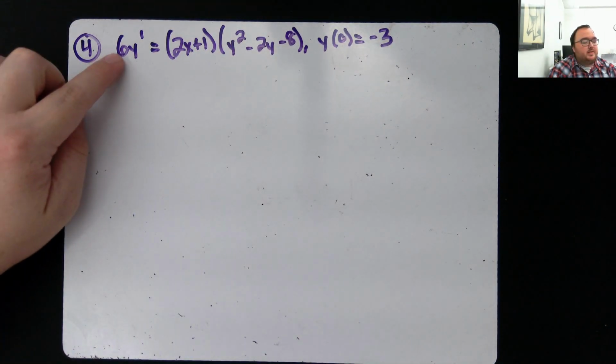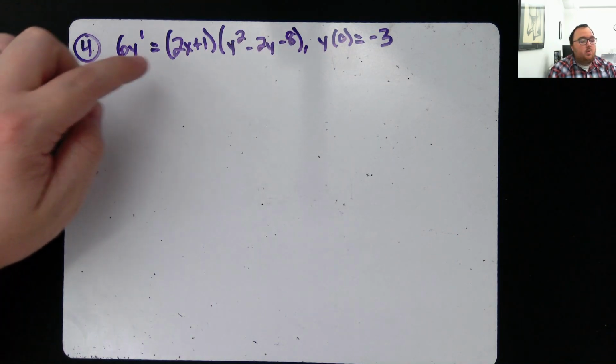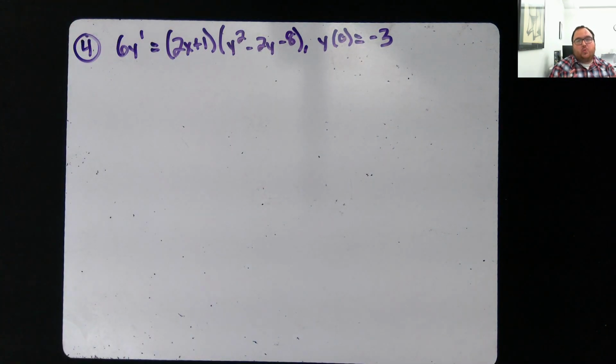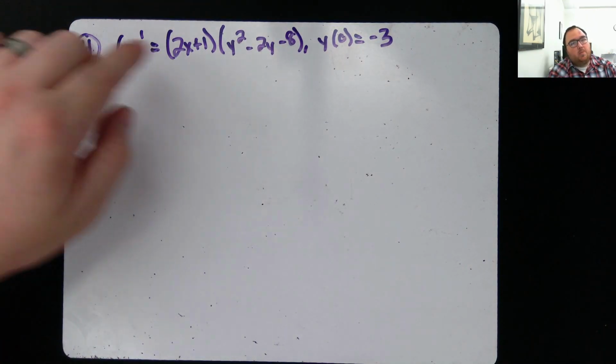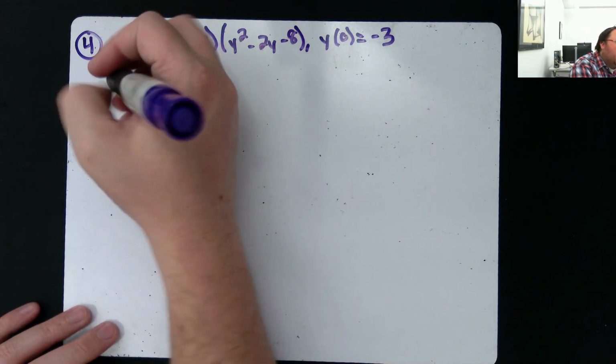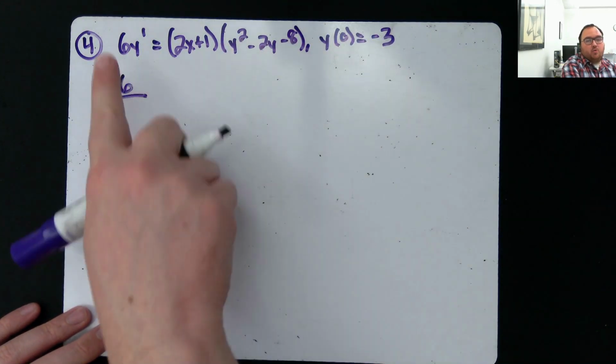If I wanted to move 6 over here, I would have to divide by 6, which would give me 1/6 times all this stuff, which is just going to look really bad, right? So it doesn't matter though. It could stay here or move it over there. I'm going to leave it over here. So I'm going to move my y's over, right?